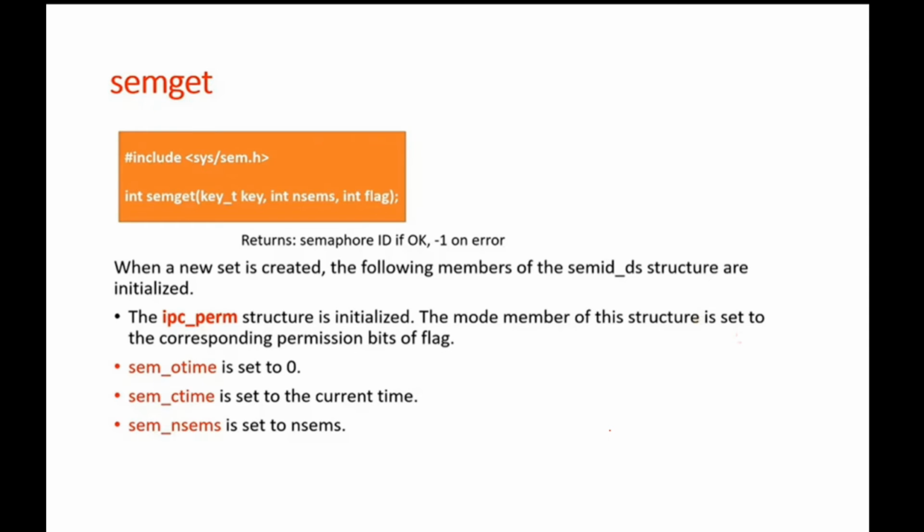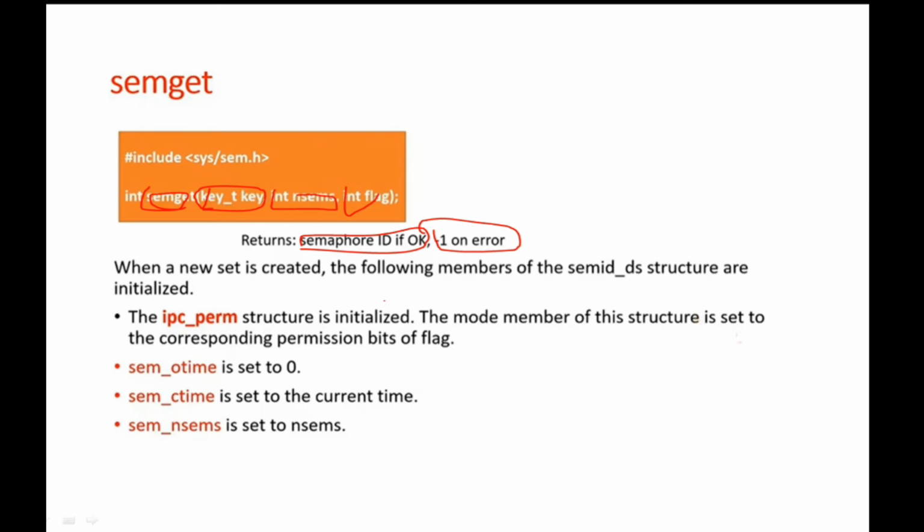Next, the first function to call is semget to obtain the semaphore ID. This is the syntax: semget, taking the key which we have obtained by using IPC, then the nsems value, and then the flag. On correct execution of this function, you get the semaphore ID. If anything goes wrong, you get -1 as an error.